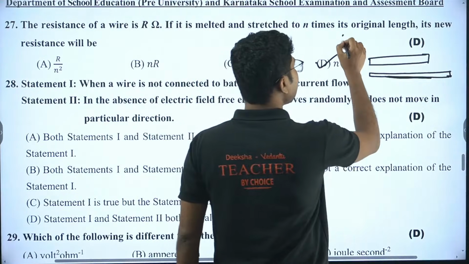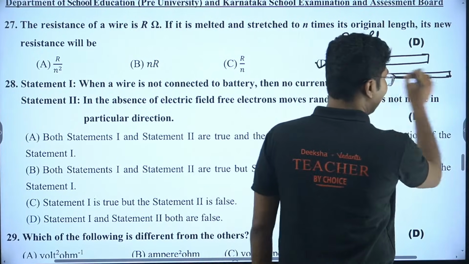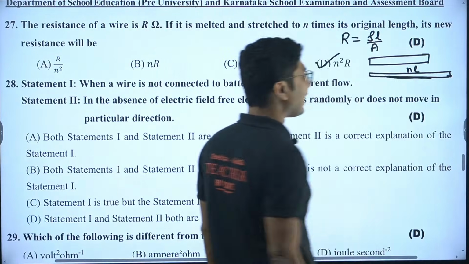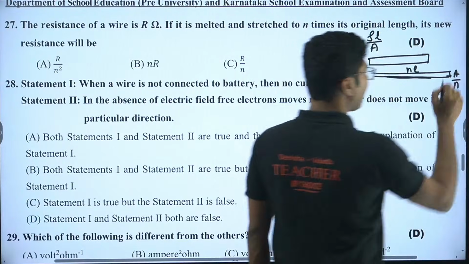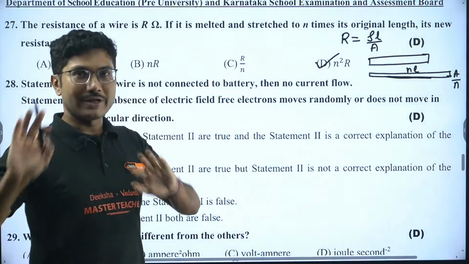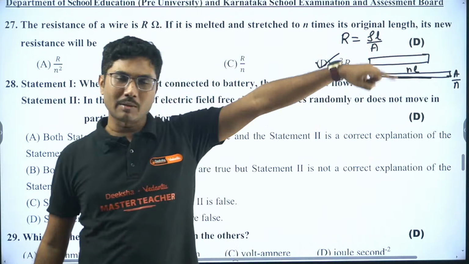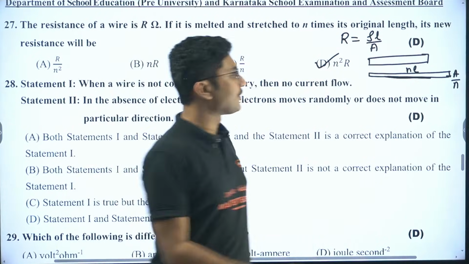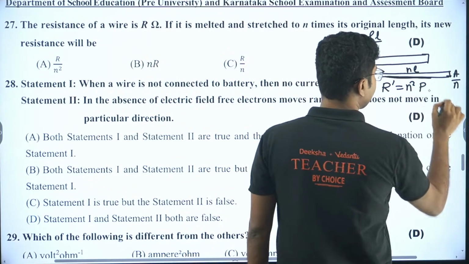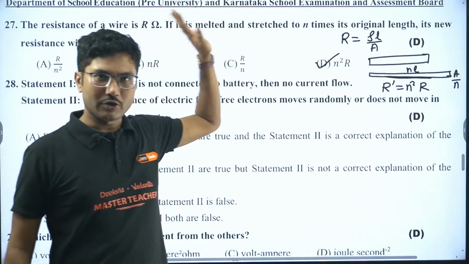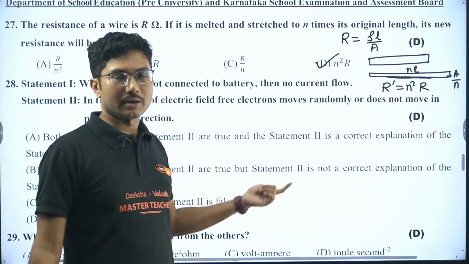We know that resistance is given by rho L upon A. So if the length becomes n times, its area becomes 1 upon n times. Remember this very well. The length becomes n times means the area has to become 1 upon n times. So the new resistance will be n square times the old resistance. We have used this formula in solving questions. If the length of the wire is doubled, what will be the new resistance? It will be 4R, not 2R.